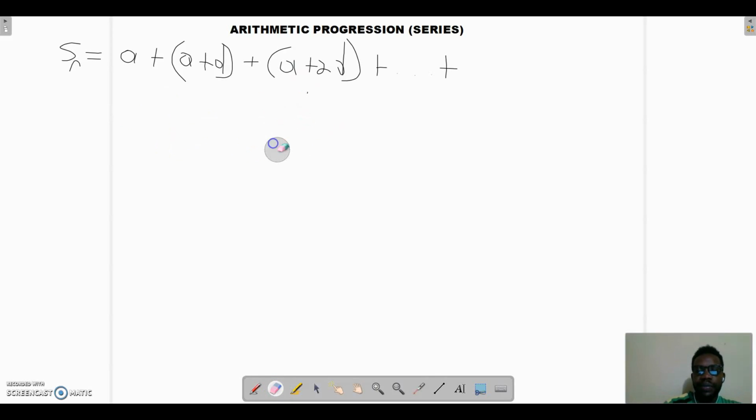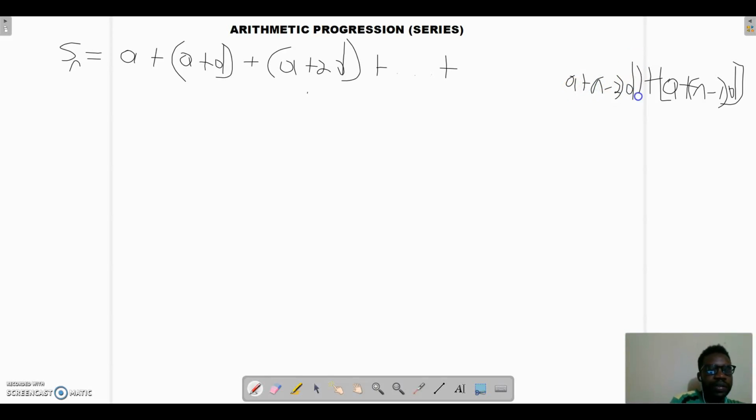Well, let us say that we skip out a few terms, and we probably wanted, let me start with the last term. So the last term would be A plus n minus 1 times D. The term before the last term, which is the second to last term, would be A plus n minus 2 times D. And the third to last term follows a similar pattern. It would be A plus n minus 3 times D.